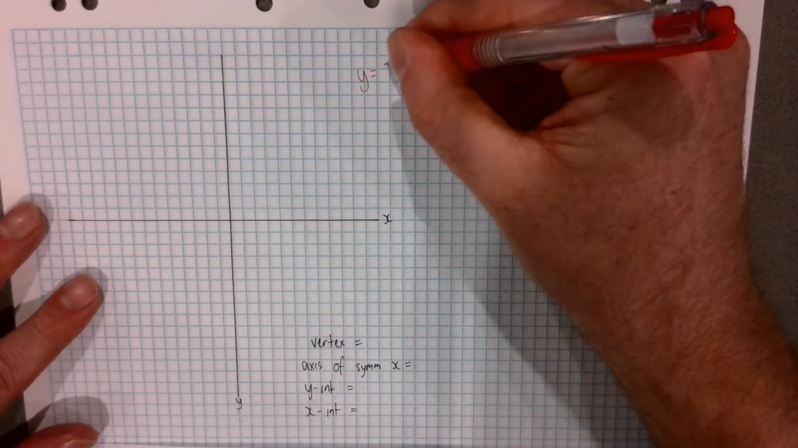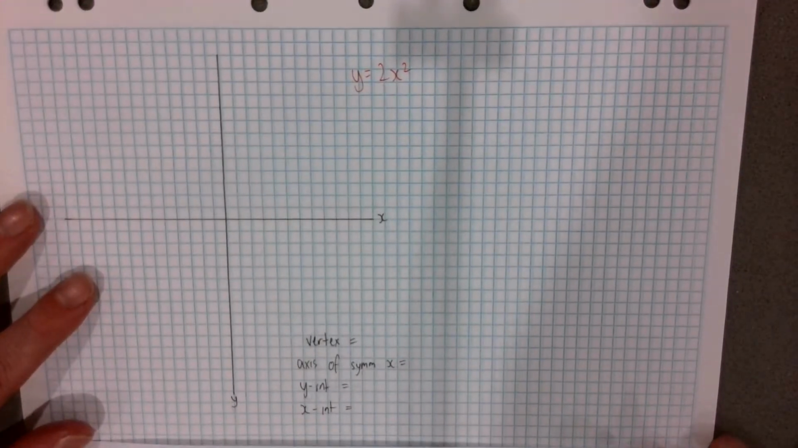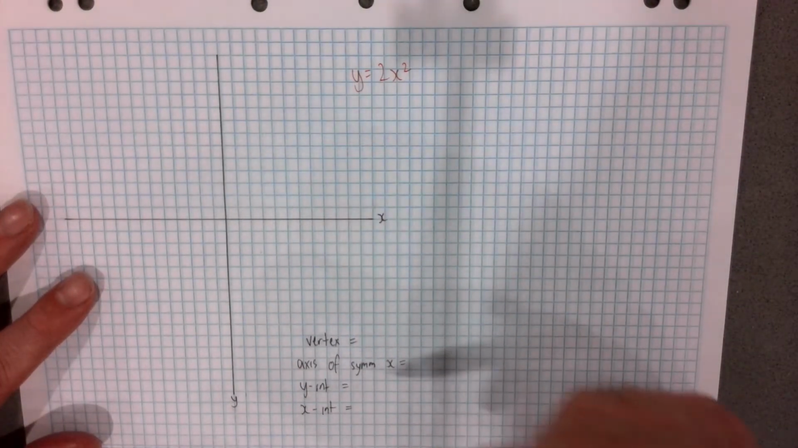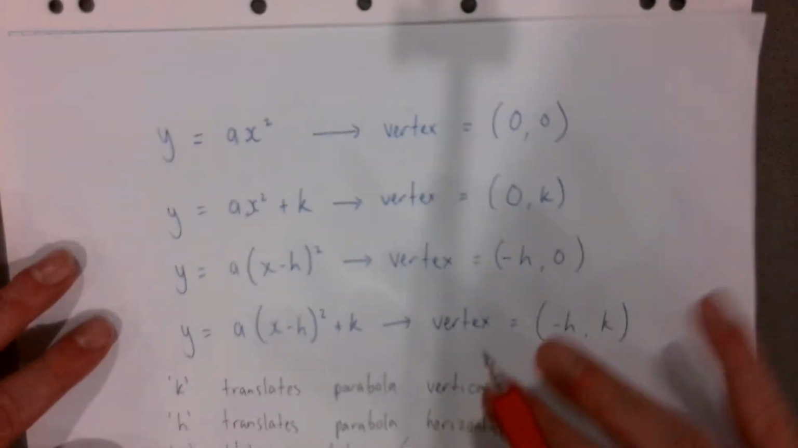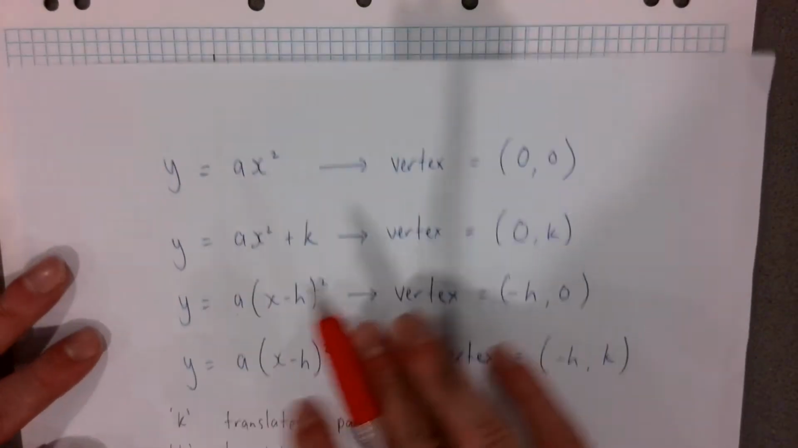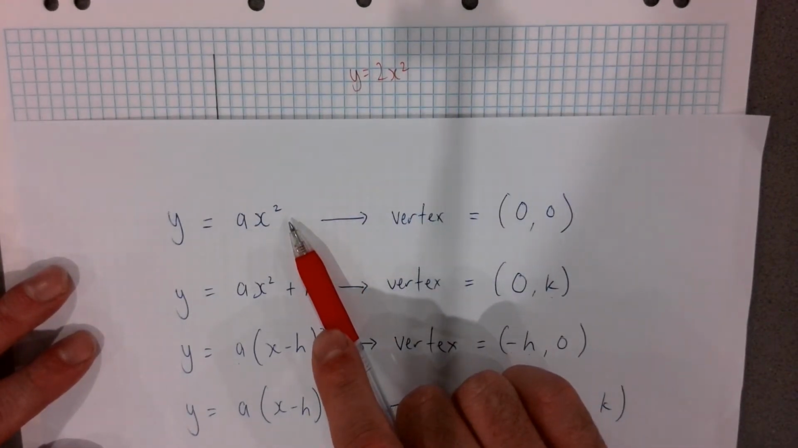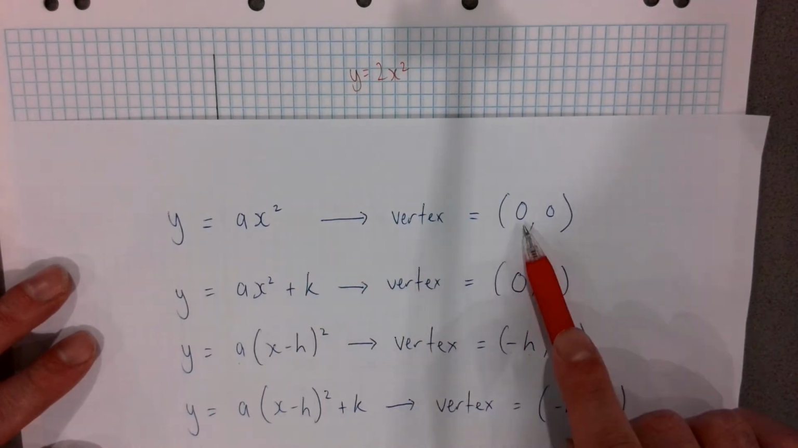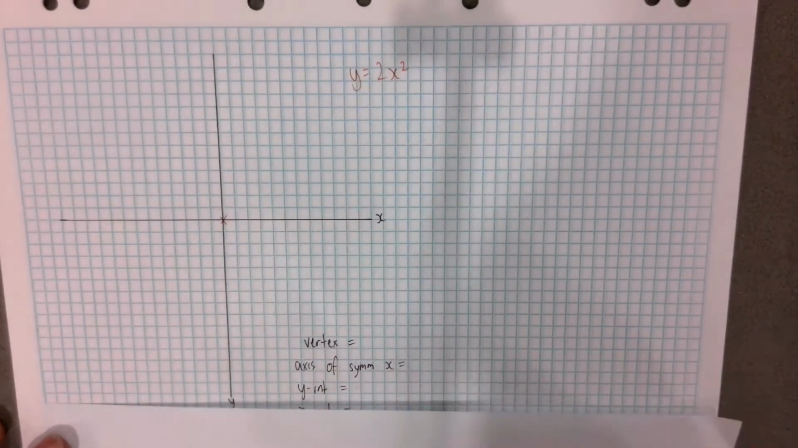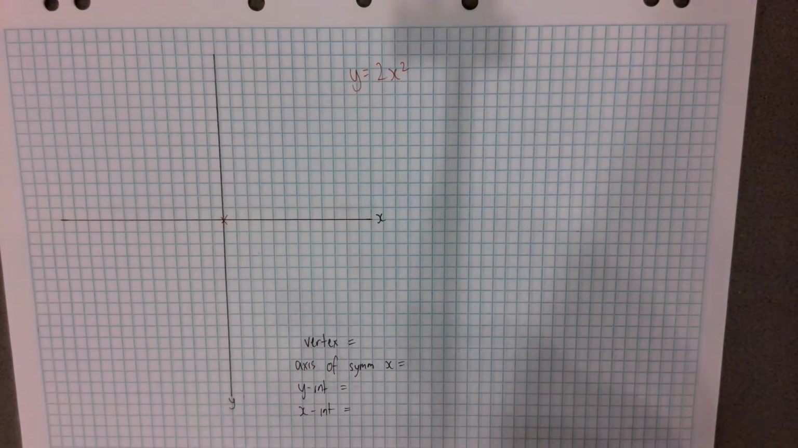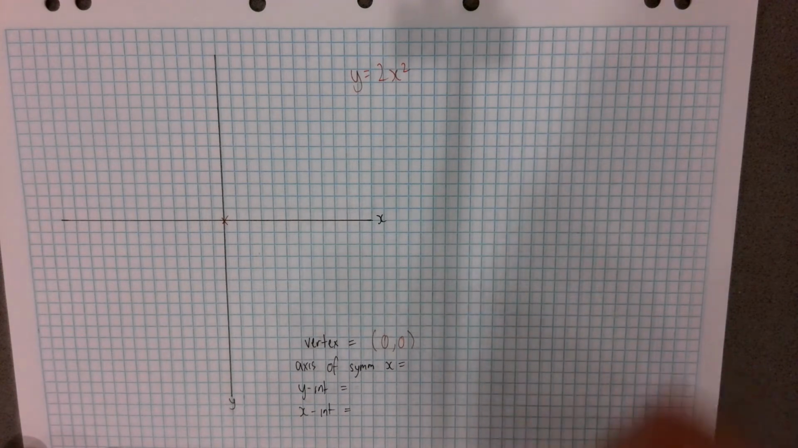Y equals 2x squared. And how is that going to look just sketched roughly? We know in this form, y equals ax squared, there is no value of k or h, there is no vertical or horizontal translation, the vertex is simply 0, 0. So we can mark that on our Cartesian plane right there. That's one of the important features to label as well, 0, 0 for our vertex.